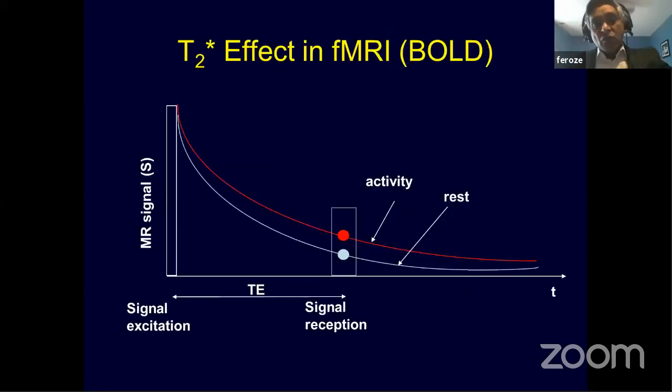So this was also shown graphically, the change between the two states of rest and activation in terms of signal intensity at a certain echo time. And this is what we call the BOLD effect. And the BOLD effect is something that we use to map out the brain functions.